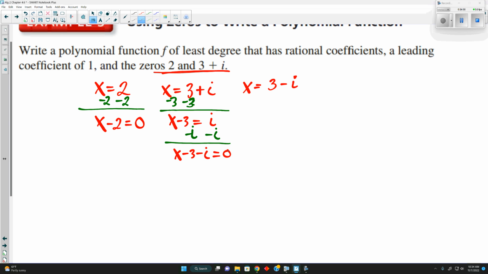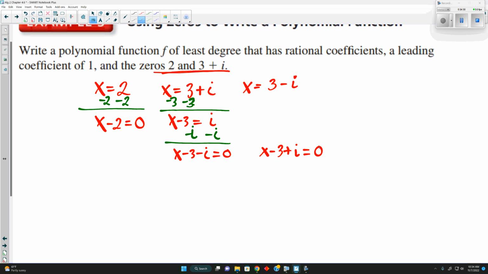What's the only difference between the one we just did and the next one? The i term is what? Because the first one is positive, the next one's negative, yes? So most likely the next one's going to be what? x minus 3 plus i. So we could do that and just say the next one.